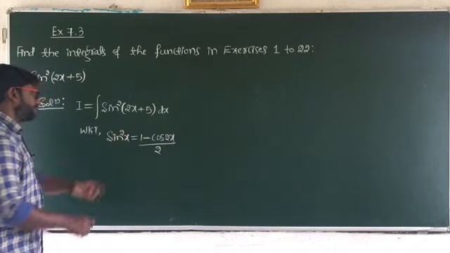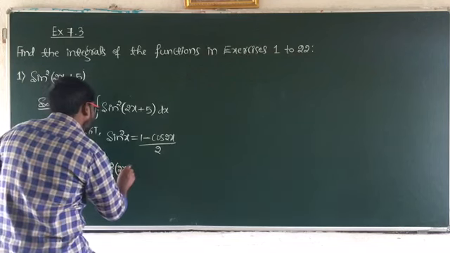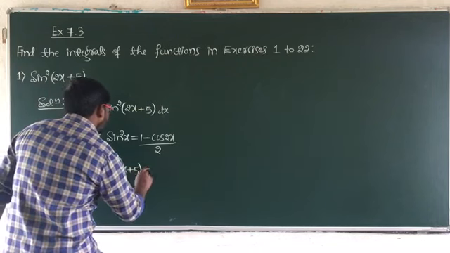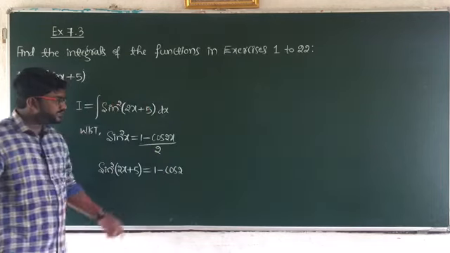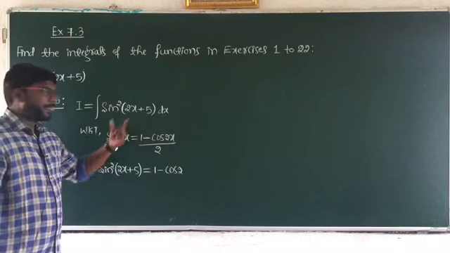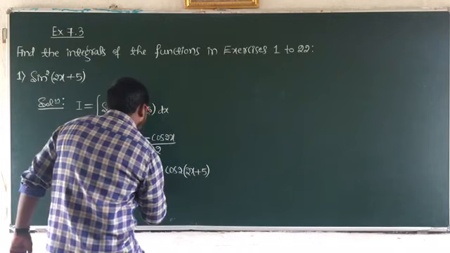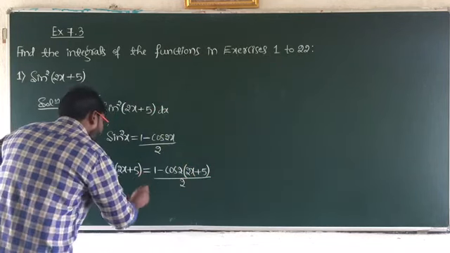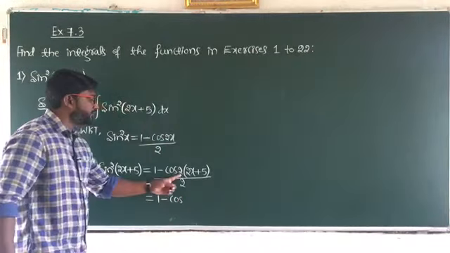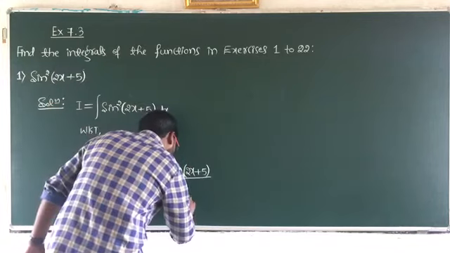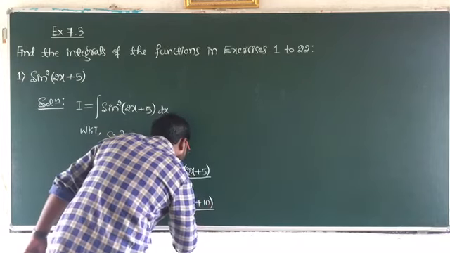Now I will write this in the form of sin square (2x plus 5) which is equal to 1 minus cos 2, and I write it as it is; in place of x we have to write this now. So it is (2x plus 5), then the whole divided by 2. Now this becomes 1 minus cos, multiply 2 with these two terms, we get (4x plus 10), then divided by 2.